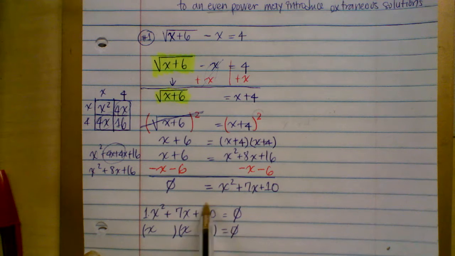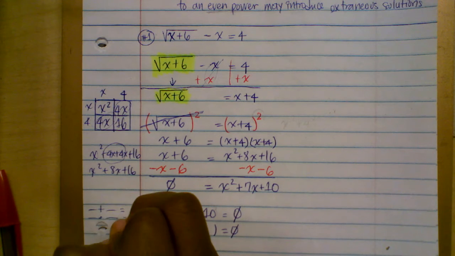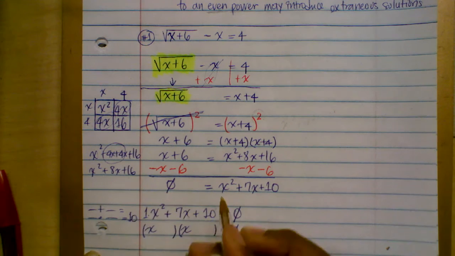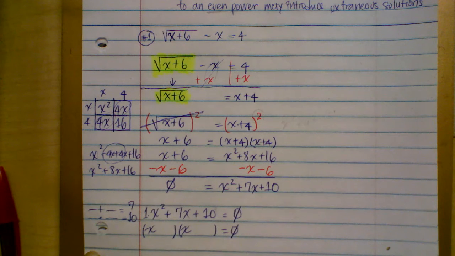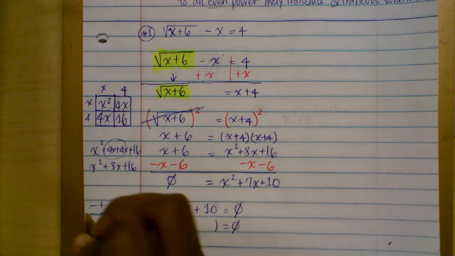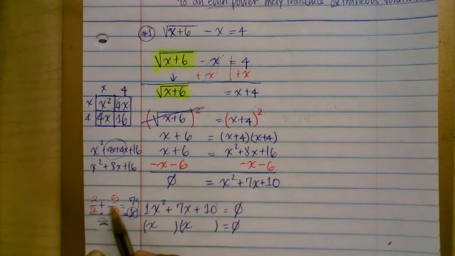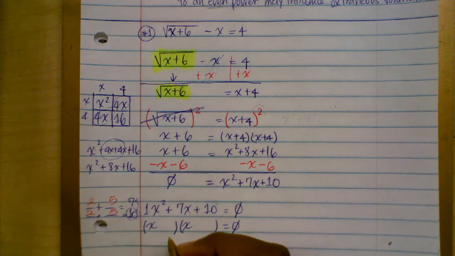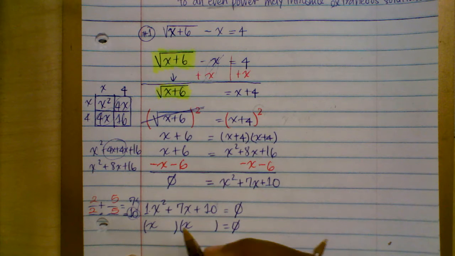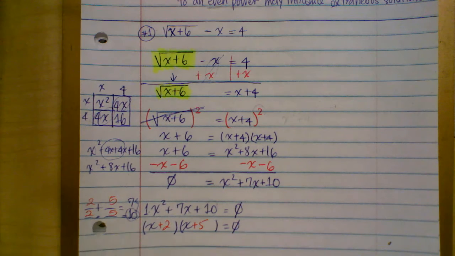So now I'm going to start with the product, 10. So can you think of two numbers that multiply to 10 and add up to 7? Can you think of factors of 10 that add up to 7? I'm thinking it's going to be 2 and 5, right? 2 times 5 is 10, and 2 plus 5 is 7. So I'm going to write here x plus 2 and then x plus 5 right here.